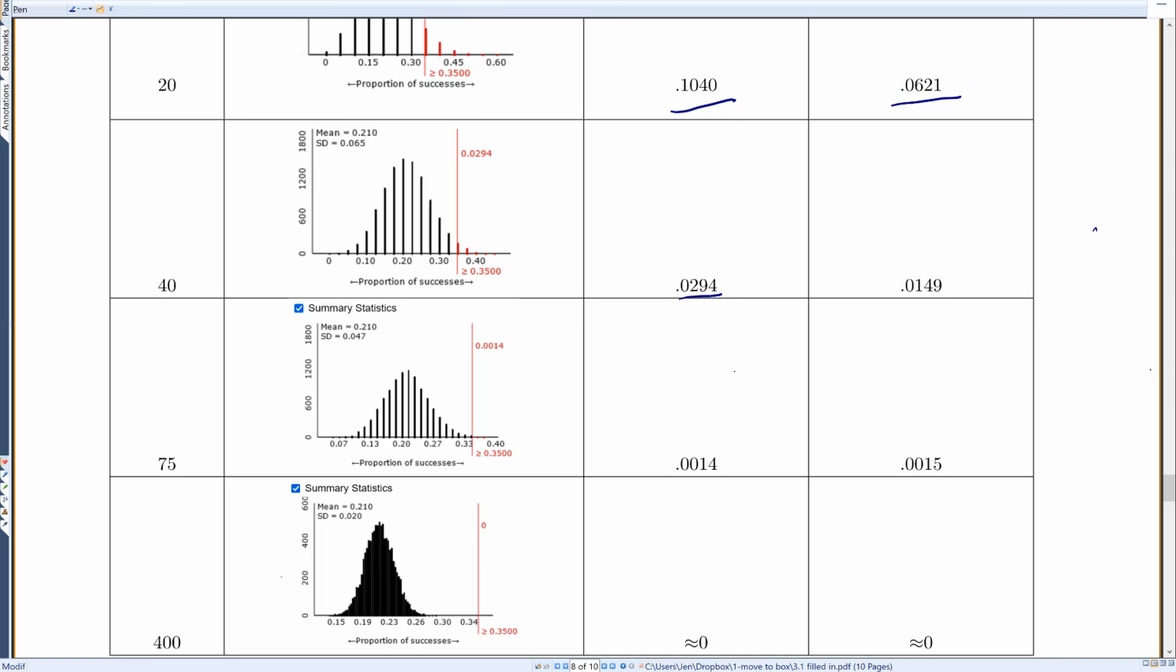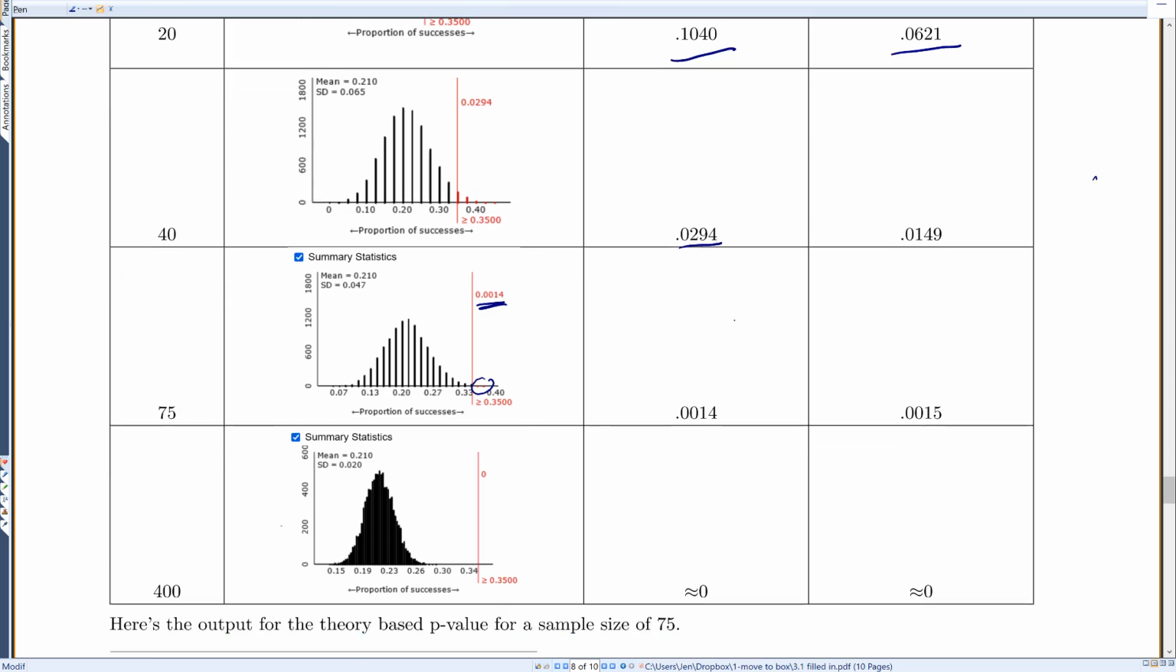For a sample size of 75, my scale keeps changing, so it doesn't really seem like it changed, but it's because my scale changed. Now I have a really small tail. My p-value is really small at 0.0014. My theory-based is 0.0015. But at 400, notice it's almost impossible to get a sample proportion of 0.35. It's so far out there, my p-value is just approximately 0. And same thing for the theory-based p-value.